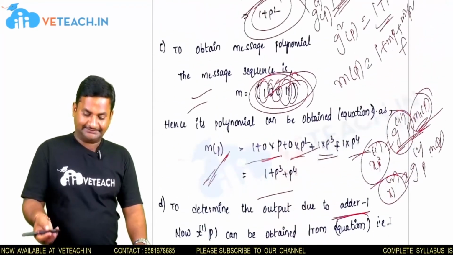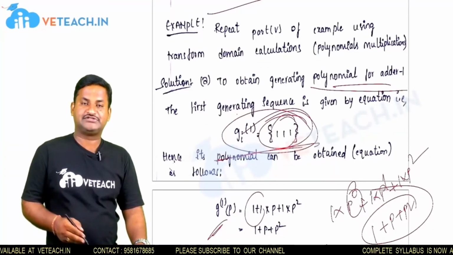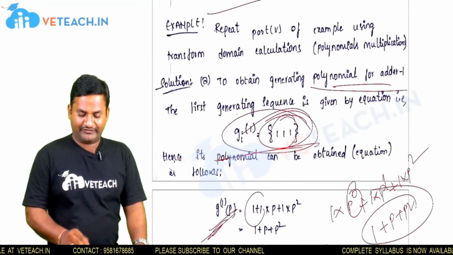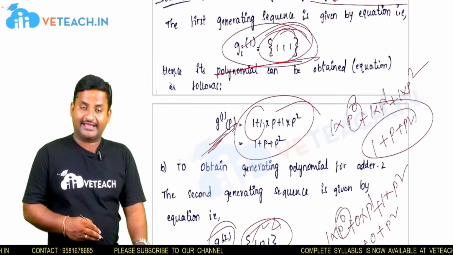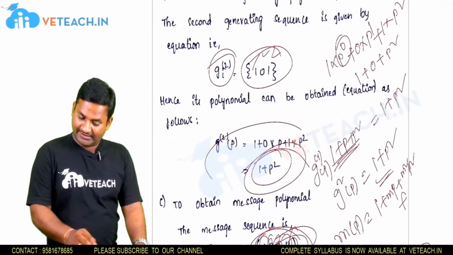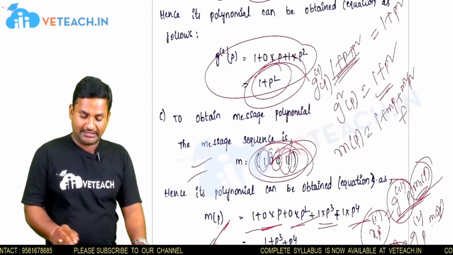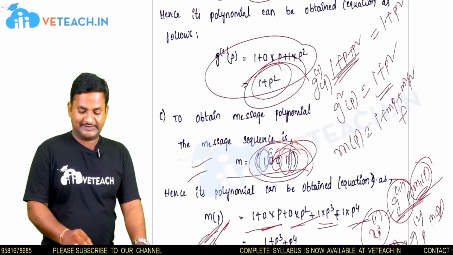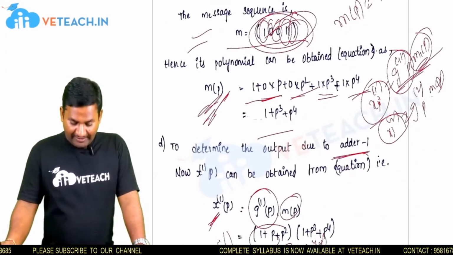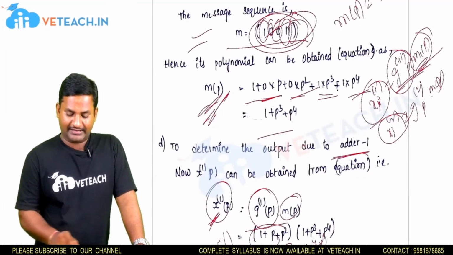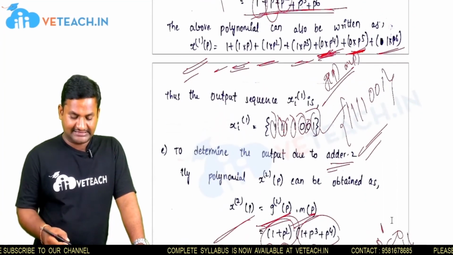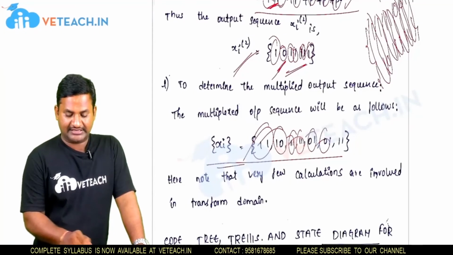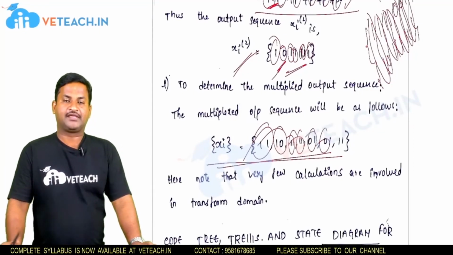For the data, this is g power 1 of p, and we can write the polynomial. The second thing, g power 2 of p, the data is given, we can express in terms of the polynomial. Third, the message is given, we can express in terms of the polynomial. For x power 1 of p, by combining those two, we can write the expression. Next, x power 2 of p, by combining those two, we can generate the representation.